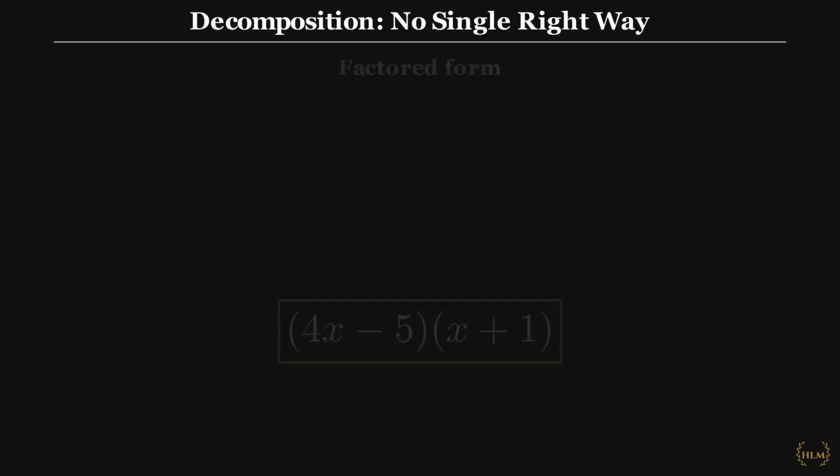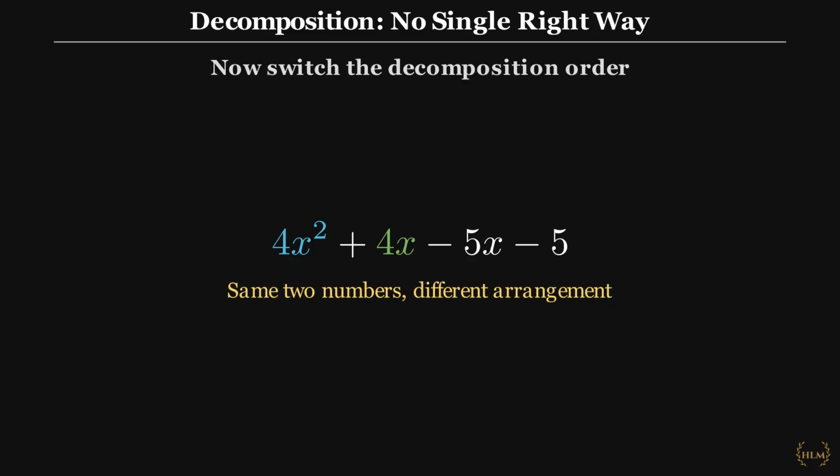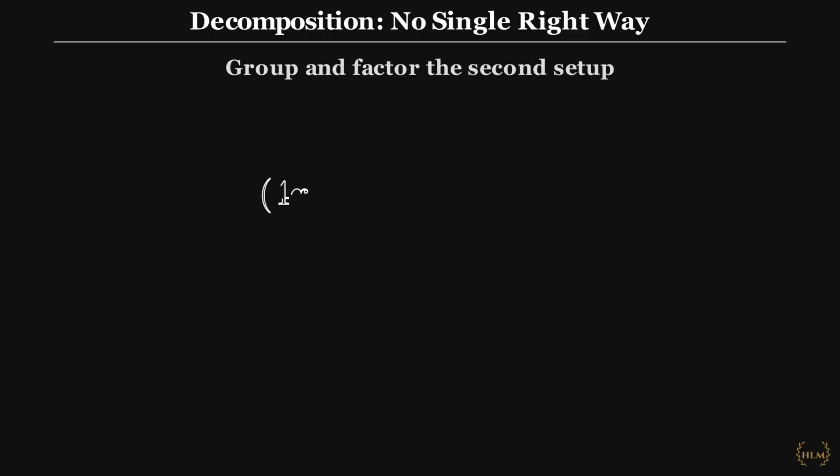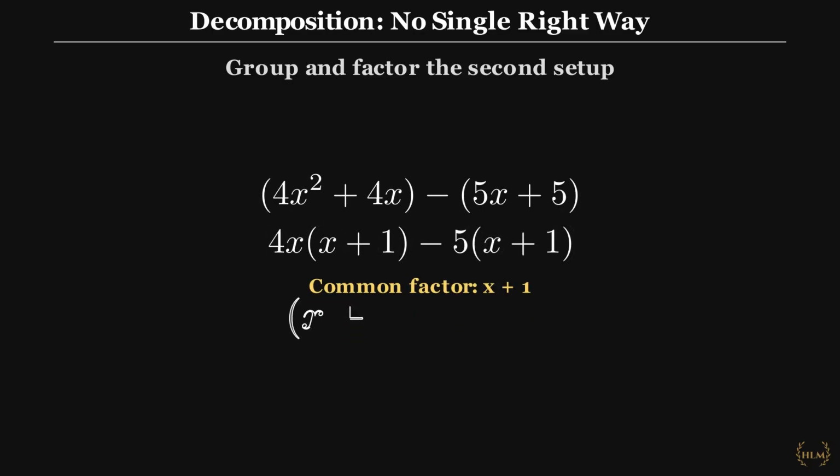But then what if we rewrote this decomposition in a different way? What if we rewrote it as 4x squared plus 4x minus 5x minus 5? Then you'll see that we will get the same result. Let's pair the first two and the second two. So if we pair 4x squared plus 4x, we see that 4x is common between the two. So we factor out a 4x, leaving us with x plus 1. Minus, we see that both of these have negative 5, so we factor out a negative 5, and then we have x plus 1 remaining.